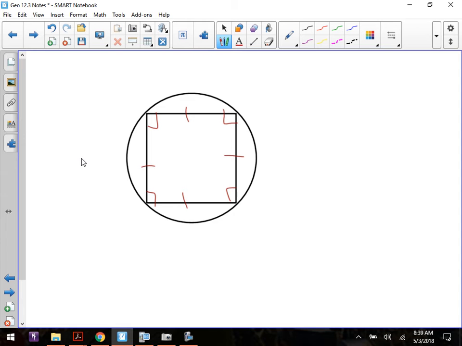All right, I'm going to phrase it. When you have a polygon whose vertices all touch the edge of a circle, they call that inscribed. An inscribed polygon means it's inside of a circle and all the vertices touch the edges of the circle. Now, in this case, it was a square.